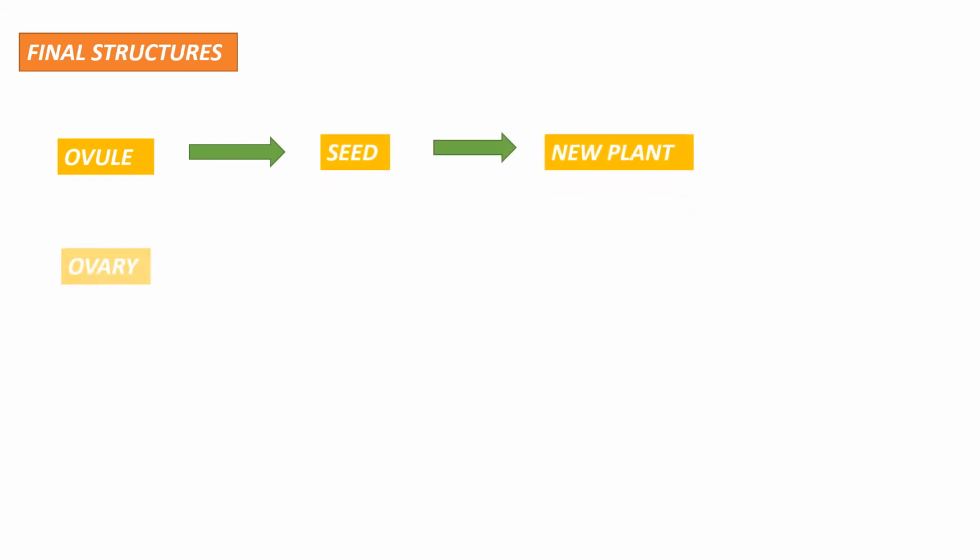Final structures formed after fertilization. The fertilized ovule develops into seed, which later develops into a new plant, and the ovary develops into fruit.